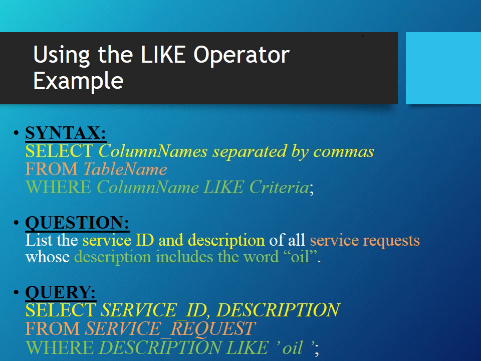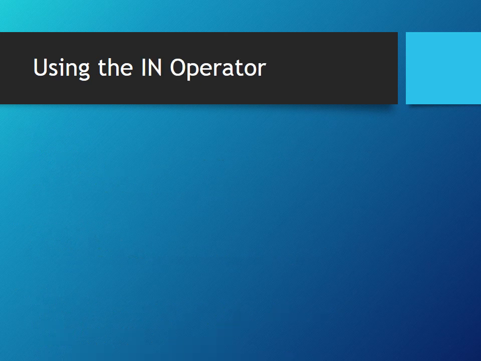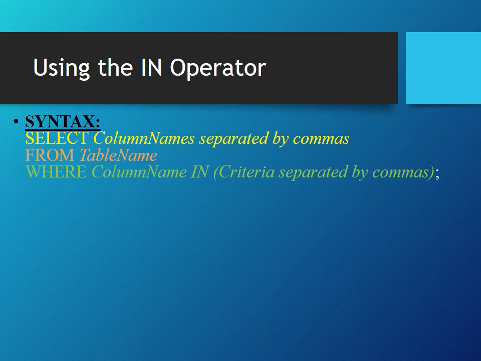Now, let's look at an operator when you are looking for a list of things. The IN operator is useful when you want to find a list of things and you do not want to use the AND operator over and over and over again. The syntax is as you see here.